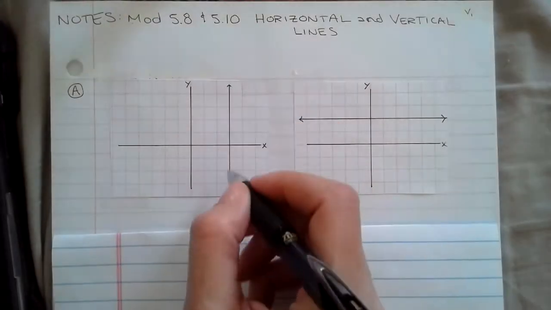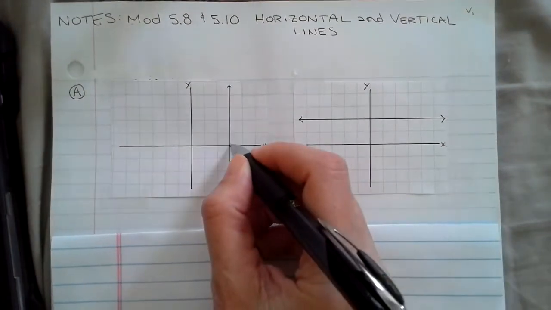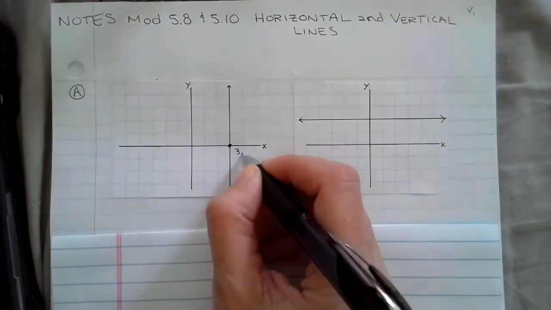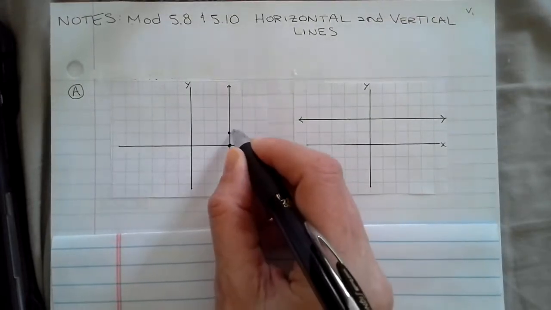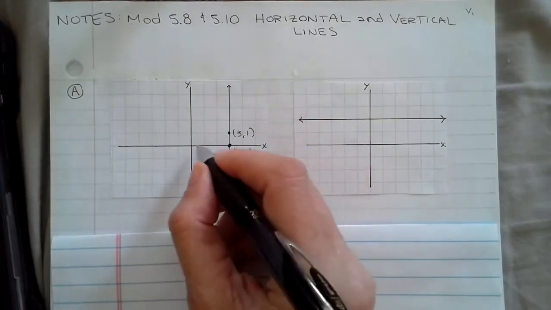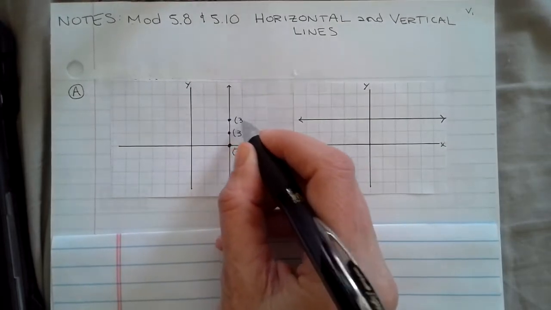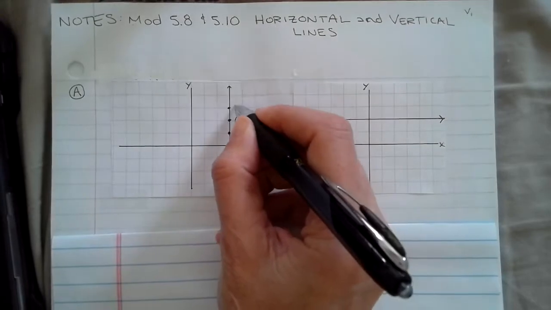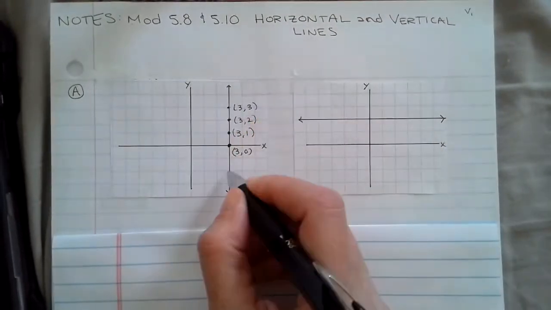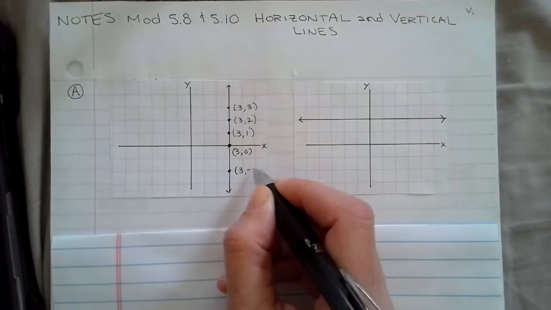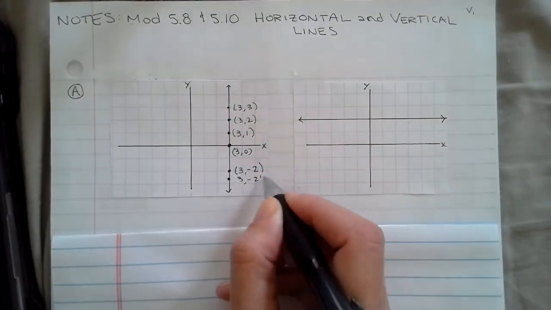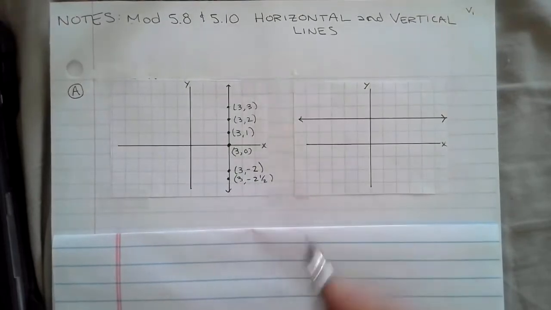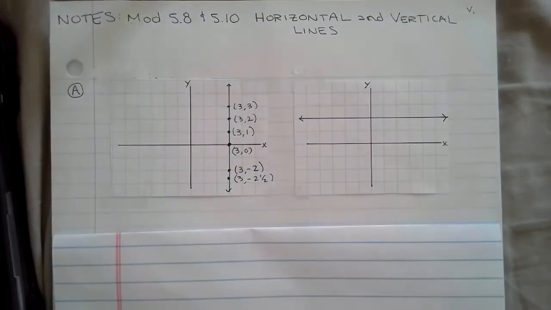I'm going to look at some points on the line I've drawn. This is the point from the origin. I went over 3 and up 0. Now I'm going to go over 3 and up 1, over 3 and up 2. Look at all these points I'm getting on this graph. This is over 3 and up 3. And let's go down here, over 3 and down 2. We could even go over 3 and down 2.5. I don't care what you do. But the bottom line is every point on that line has an x value of 3.